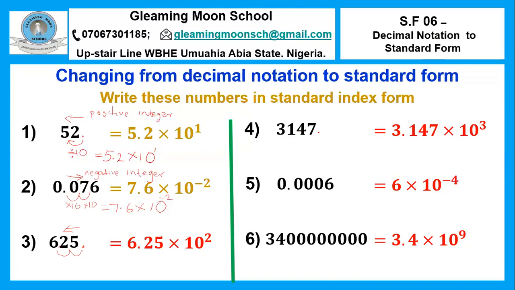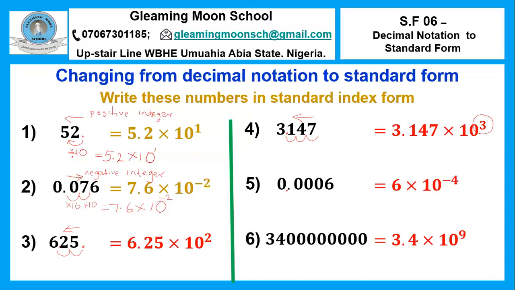3,147. Again, as a whole number, we have a decimal point here. And that decimal point, we need to move it 1, 2, 3 times to have it here. And now we've moved it 3 times. We have 3.147. And because we have moved it to the left, we also have a positive power.